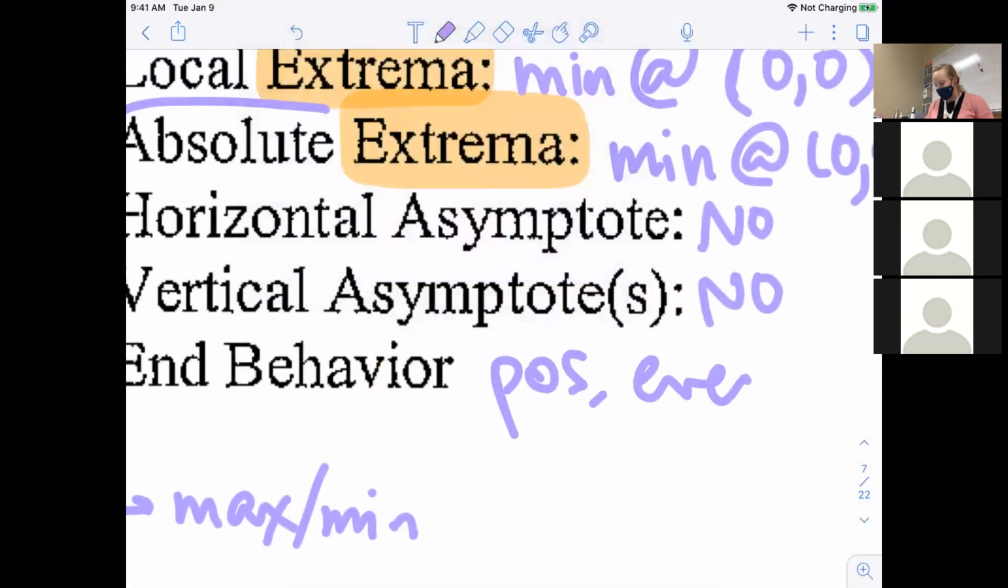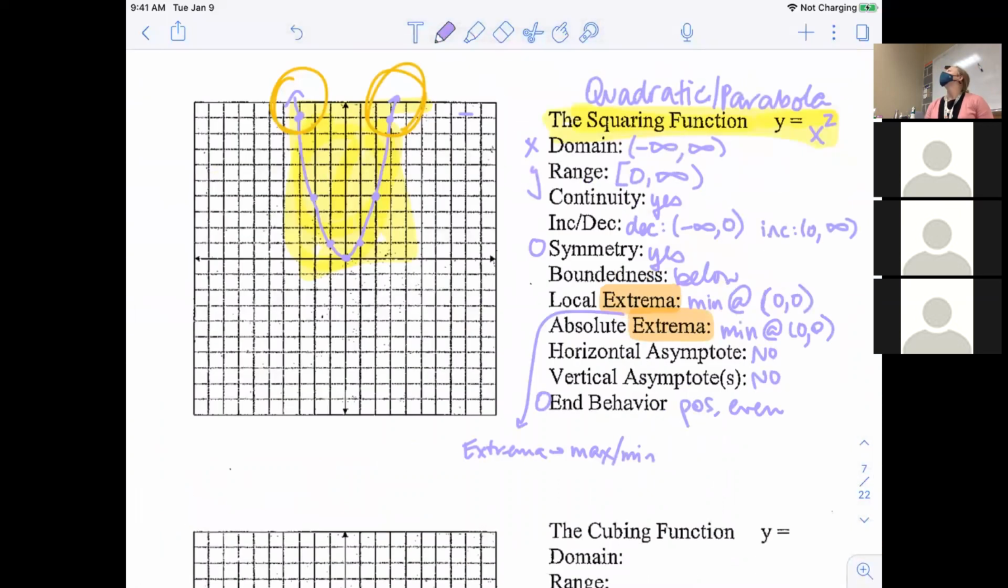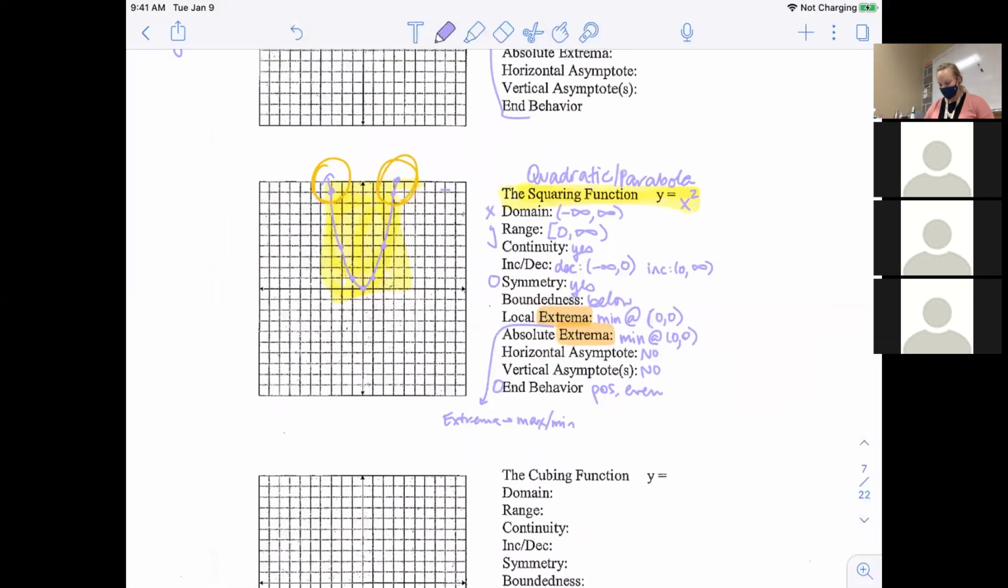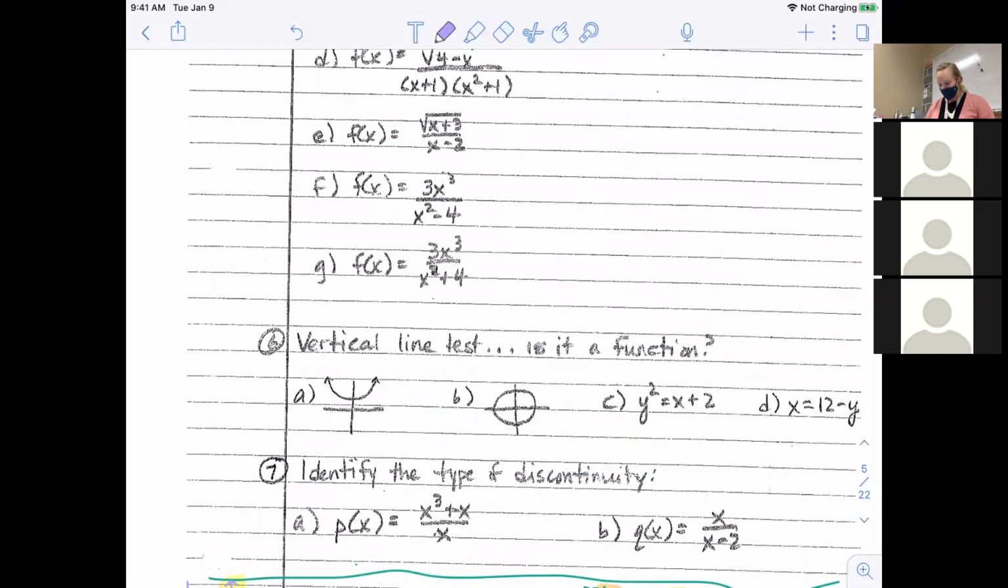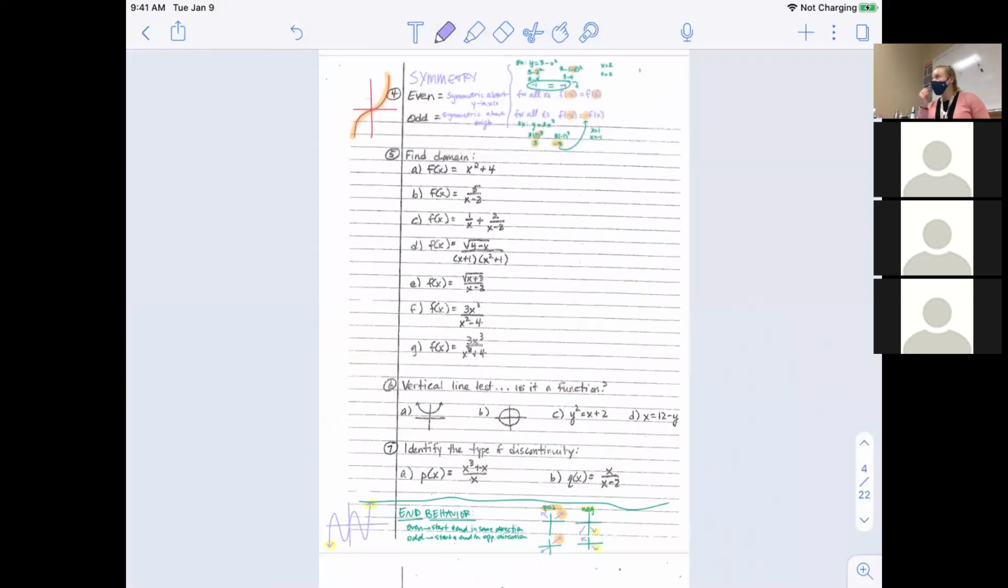Is it positive or negative? Is it even or odd? Awesome. Any questions on that part? All right, let's flip back. Sorry, now I'm doing a lot of flipping on you guys. Now we're going to find the domain. We're going to do domain work right now.